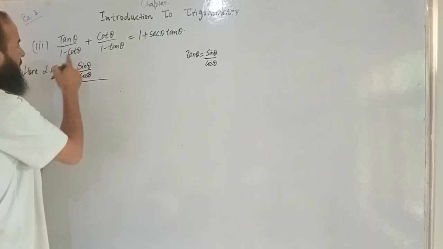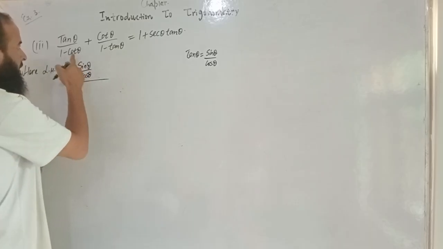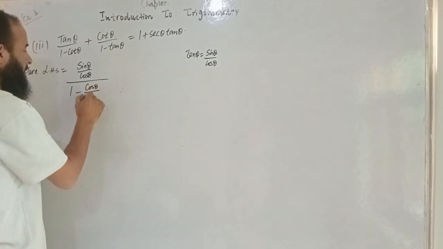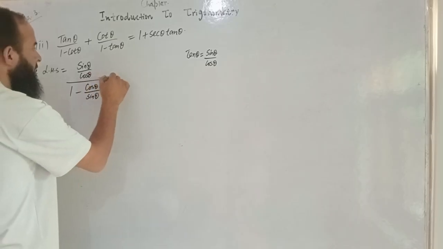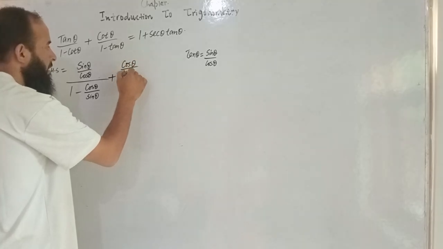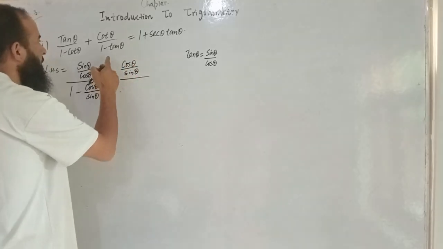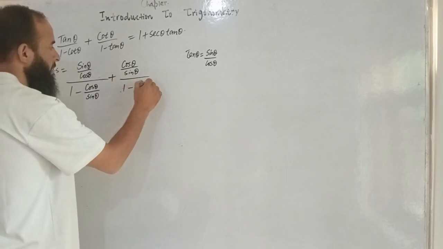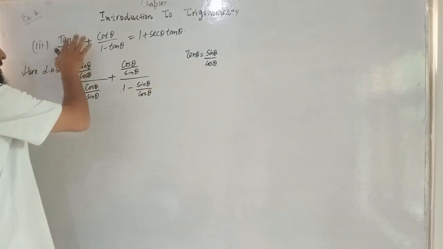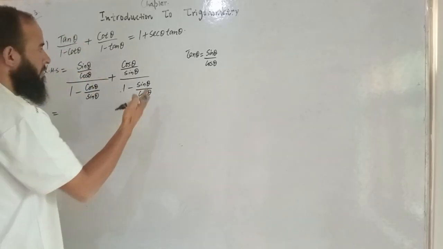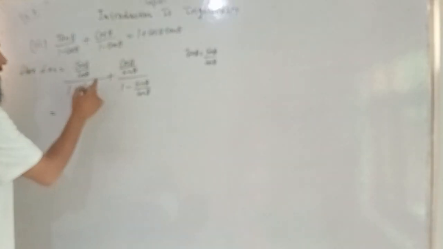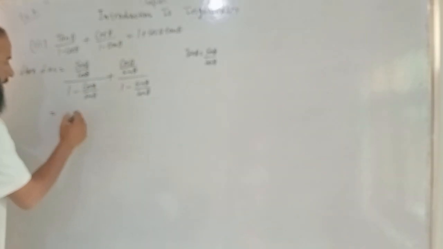plus, we can write the first term first, 1 minus cot theta. Instead of cot theta, we will write the reciprocal, that is cos theta upon sine theta, plus, what is cot theta? It is cos theta upon sine theta divided by 1 minus sine theta upon cos theta. Okay, beta, I have just converted tan in terms of sine and cos, and cot in terms of sine and cos. Now let's do the cross multiplication.